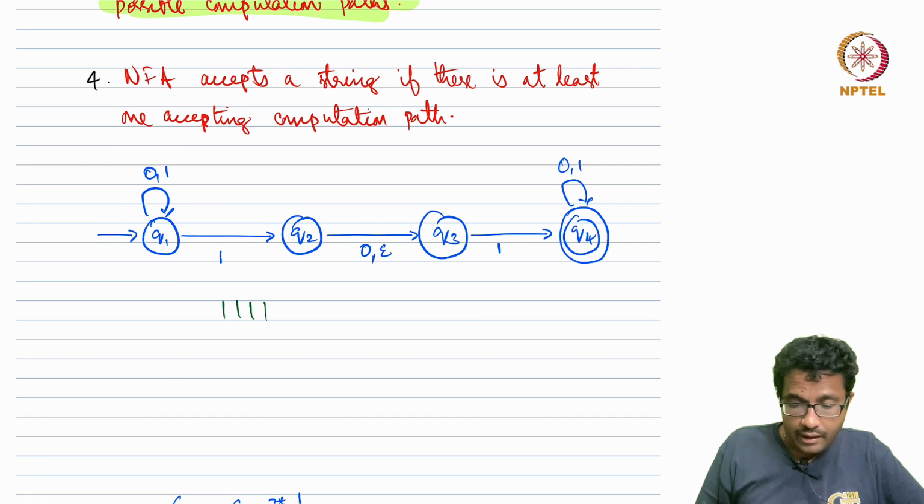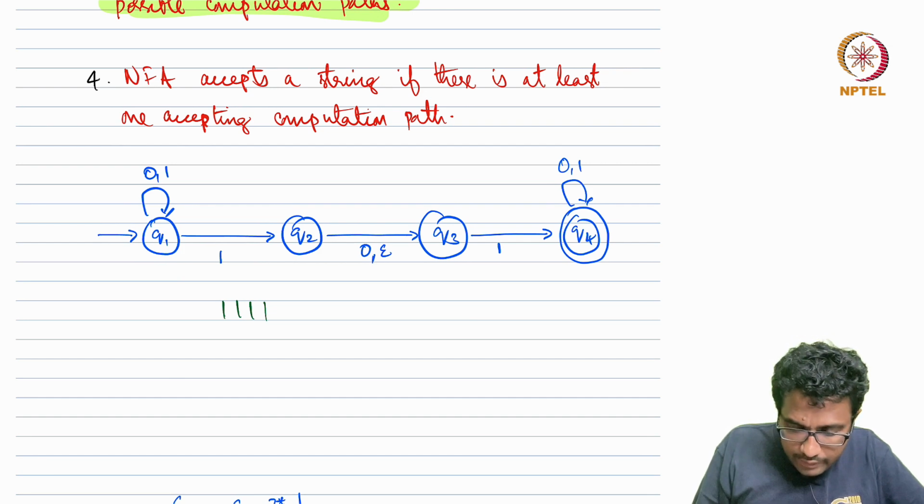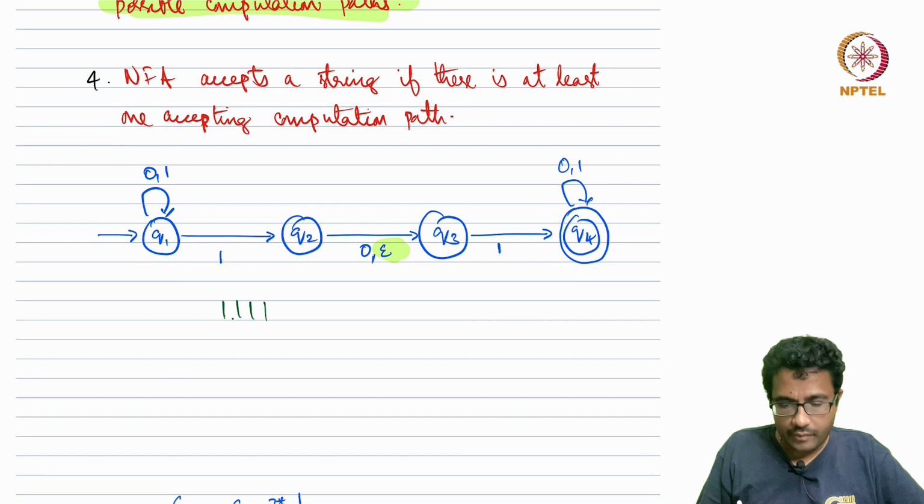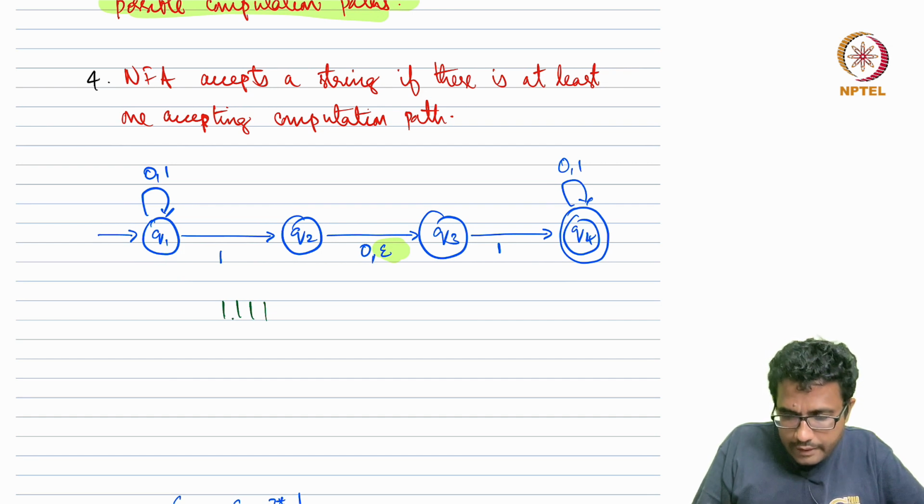But then you have options. Upon seeing the first 1, you could go to Q2, and then there is an epsilon transition available here. Notice that there is an epsilon transition available. So from Q2 you just make an epsilon transition, which means you don't read the input, right? So you read the first symbol, which was a 1, and then you came to Q2, then you took the epsilon transition to Q3. This arrow is marked with 0 as well as epsilon, right? And then the second 1 is used to transition to Q4.